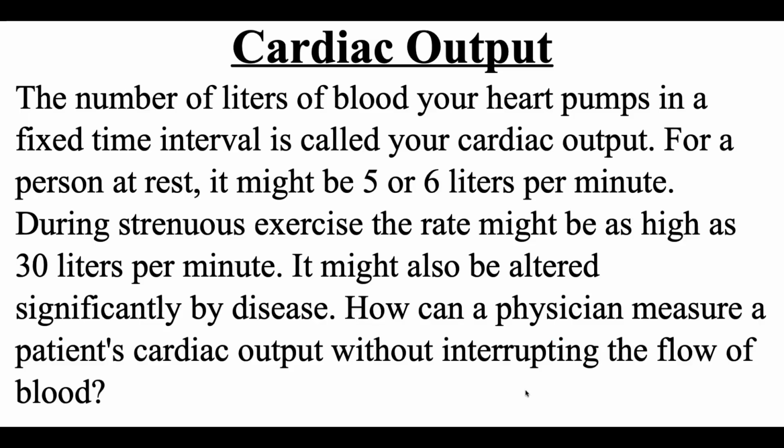In this video, we're going to look at cardiac output. The number of liters of blood that your heart pumps in a fixed interval of time is called your cardiac output. For a person at rest, it might be 5 or 6 liters per minute, but during strenuous exercise, it might be as high as 30 liters per minute. Cardiac output can also be altered significantly by some sort of disease. So if you're a physician, how can you measure a patient's cardiac output without interrupting the flow of blood?